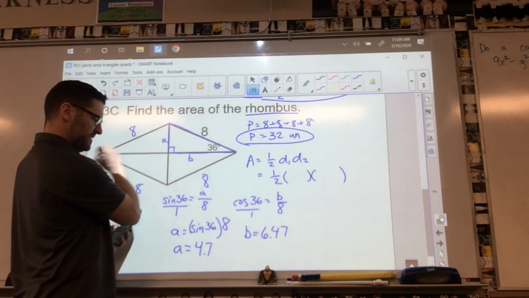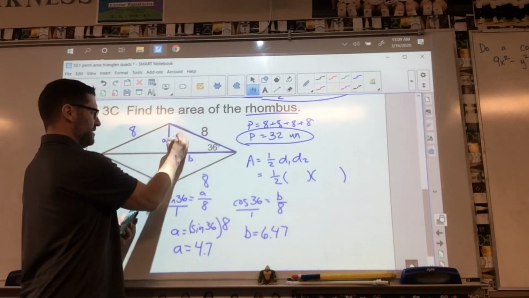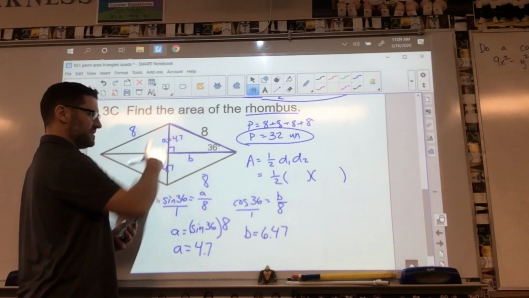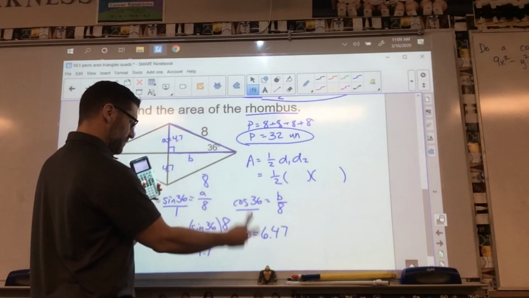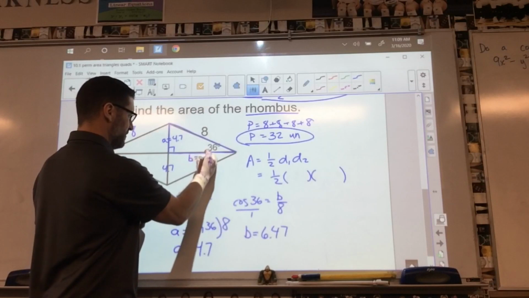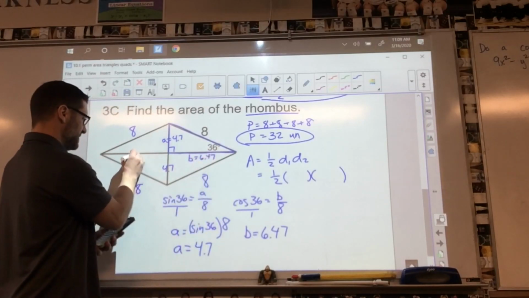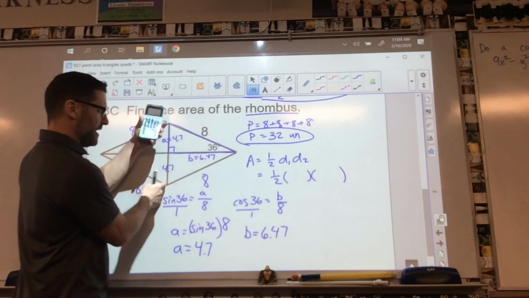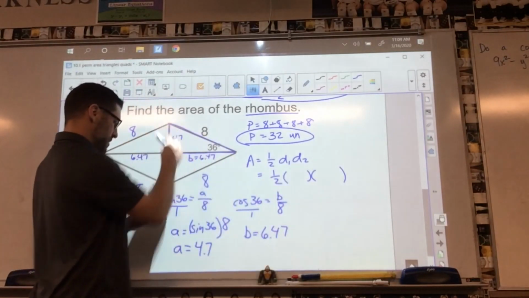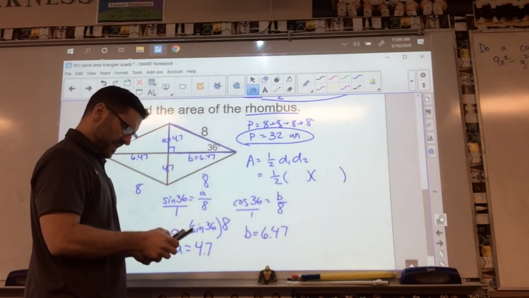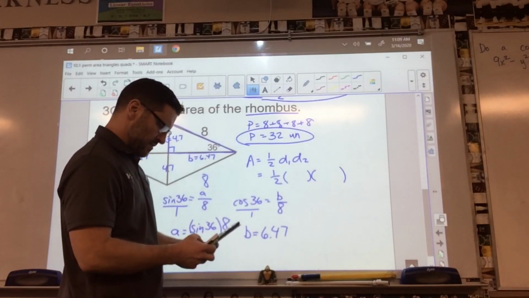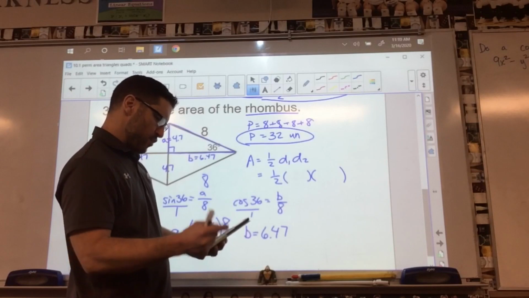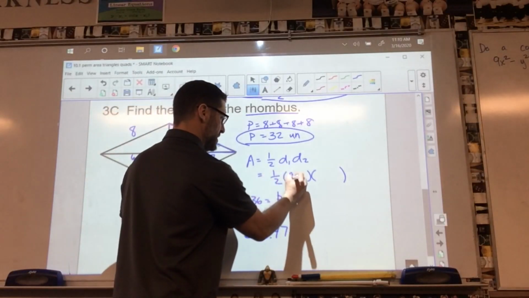So if I know this is 4.7, this would be 4.7. These two chunks in a rhombus are the same. And if this is 6.47, I know this is 6.47. And I can start figuring out how long diagonal 1 is. Diagonal 1 would be 4.7. I still have that number up on my calculator, so I'm going to crank that in there and then put times 2. I got 9.40 for diagonal 1.